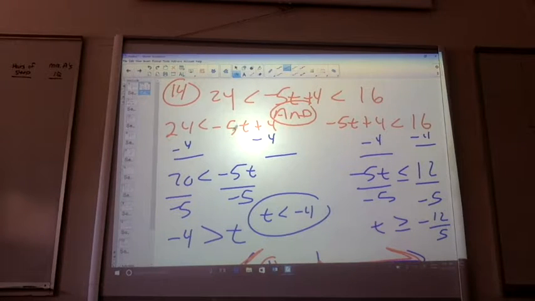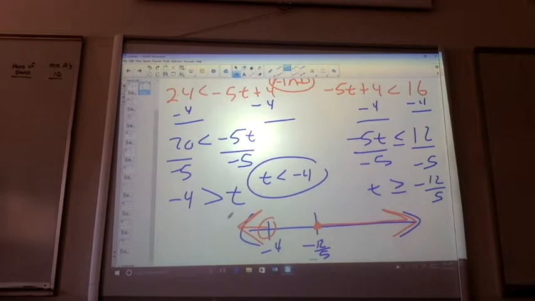So if I plug -10 in right here, this becomes 50 plus 4, that's 54. 24 is less than 54. True. If I plug -10 in here, I get 50 plus 4, which is 54. Is 54 less than 16? The answer is no. So it does not work out here at all. If I pick in the middle, it's definitely not going to work. If I pick over here, it's only going to be true on one of them as well. So it's not going to work on any of the regions with the test point.